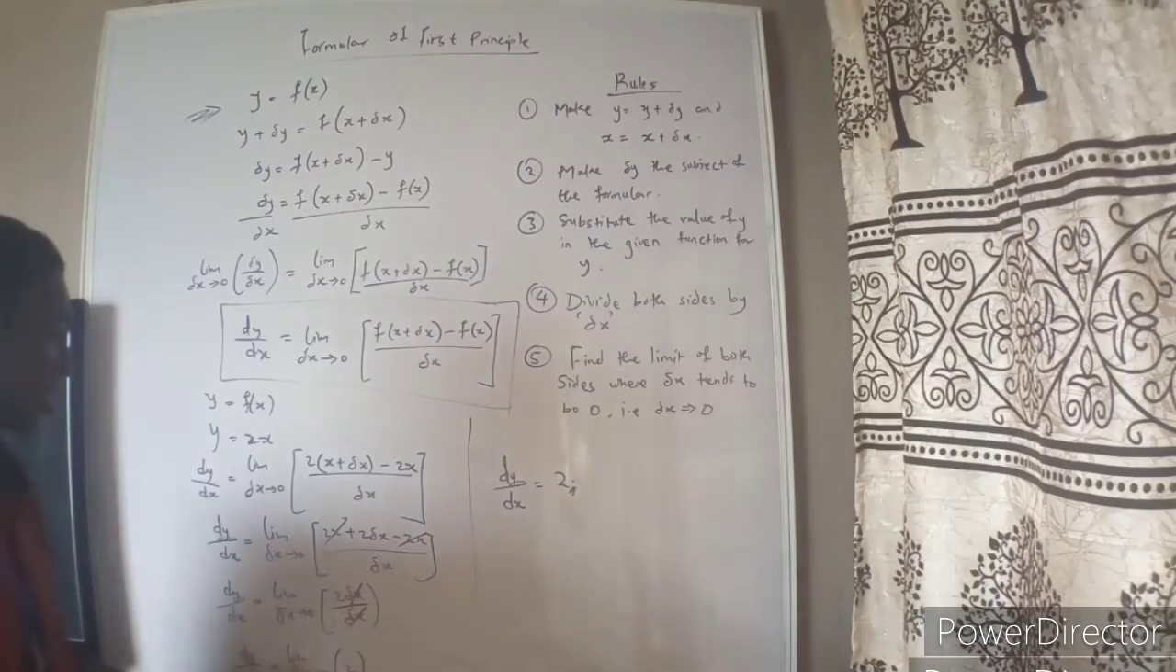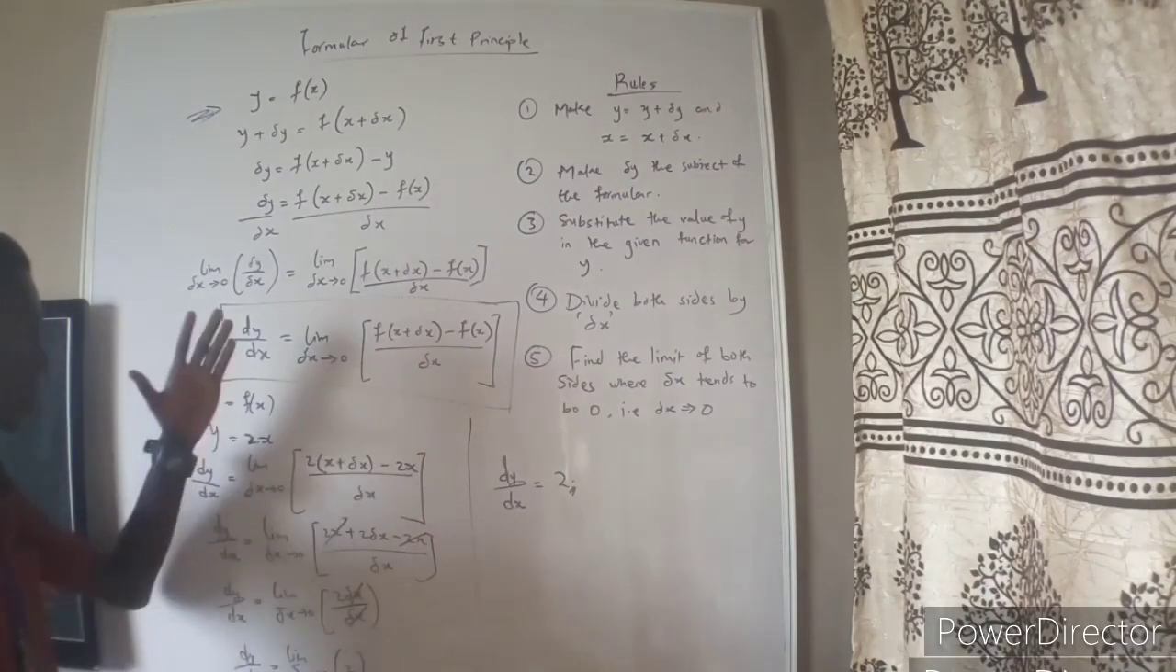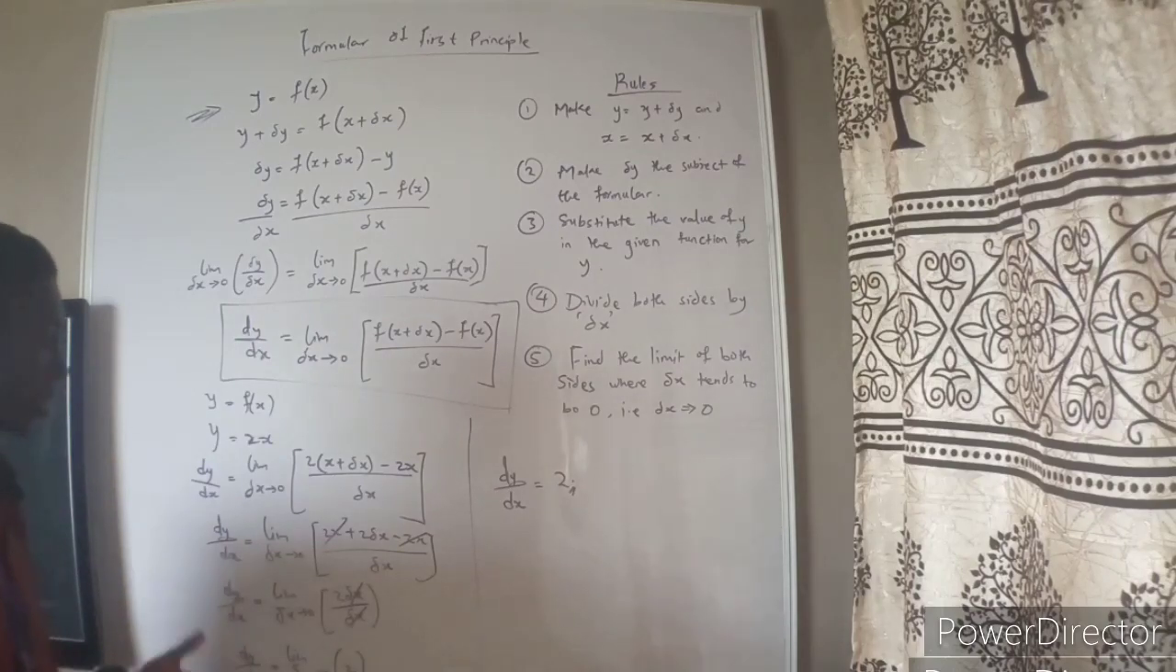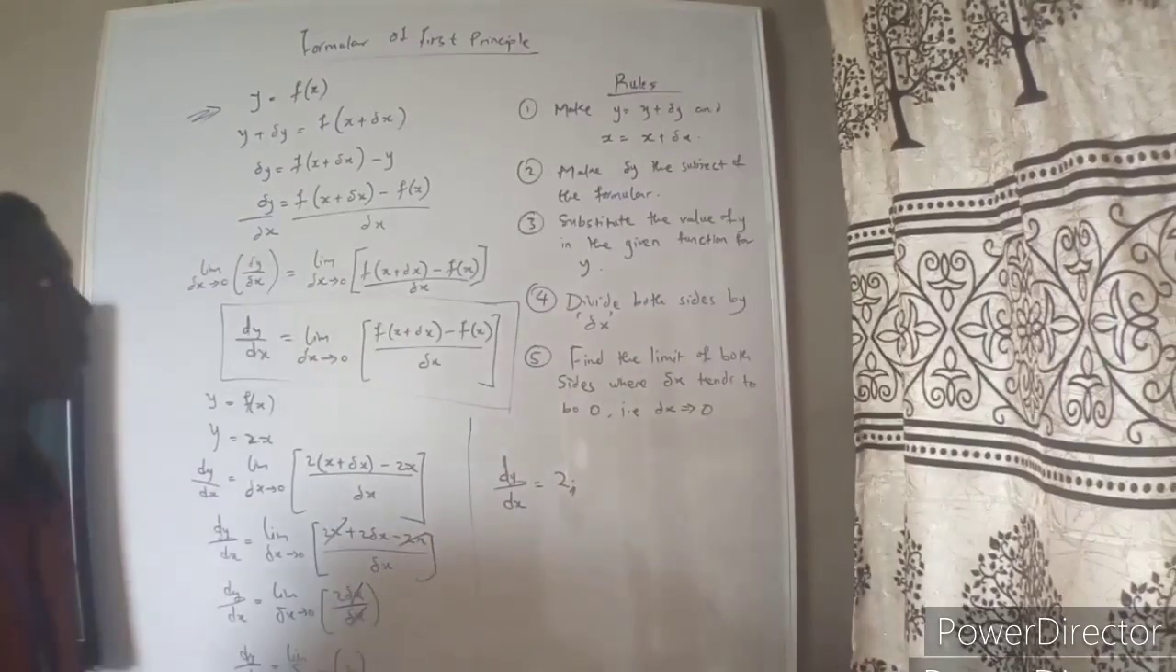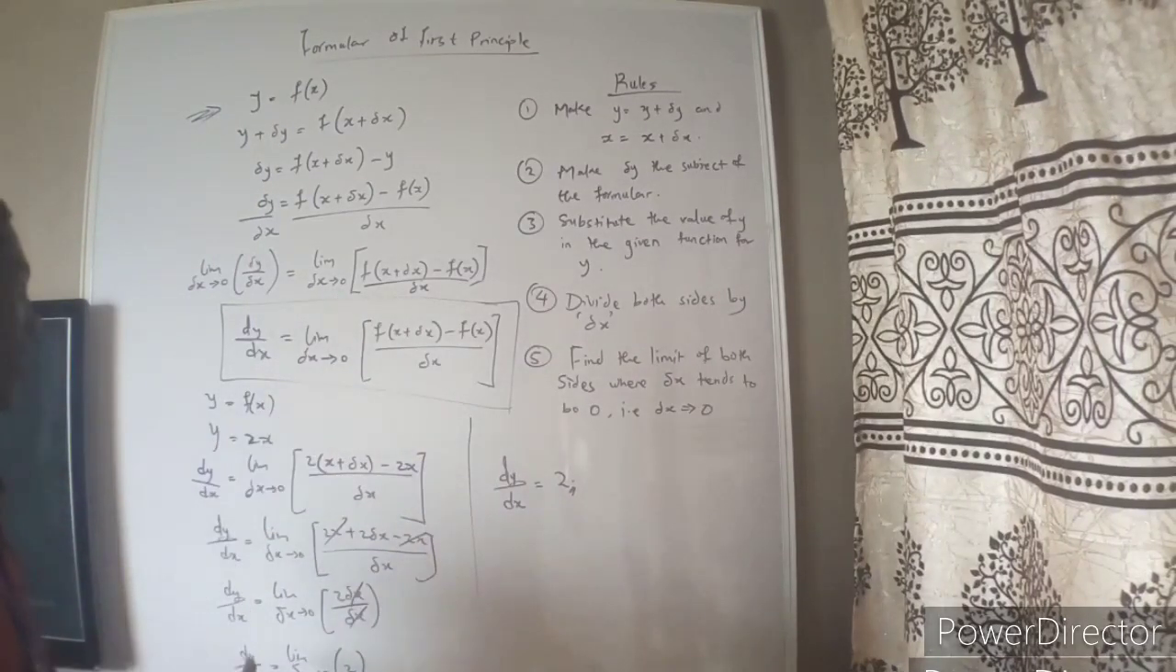But assuming we still have a delta x left, then that delta x becomes 0. So that's just the way of doing it. So that's that about that. So this is the formula for finding the first principle. You can apply it directly just like I've done here.